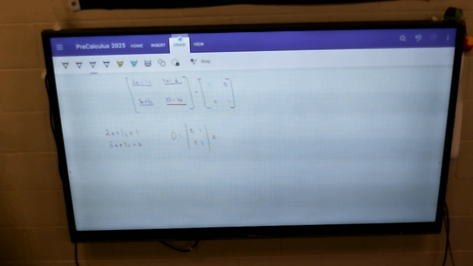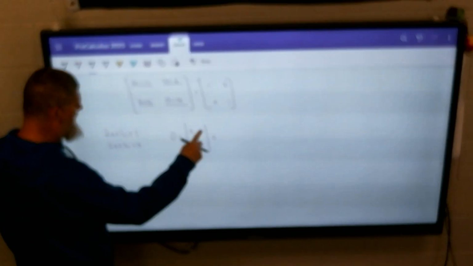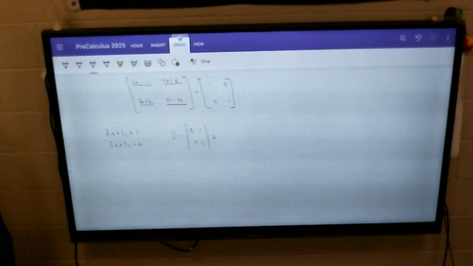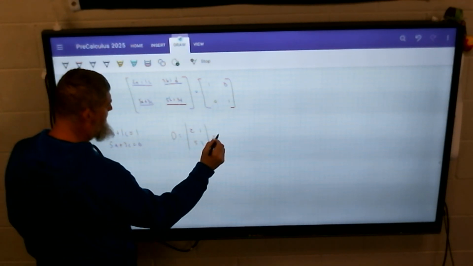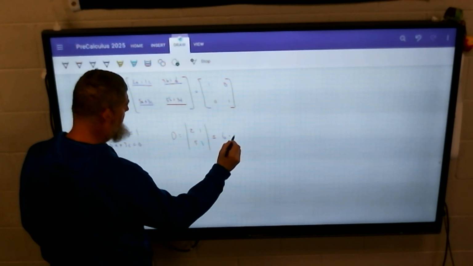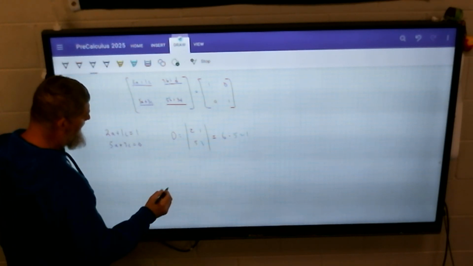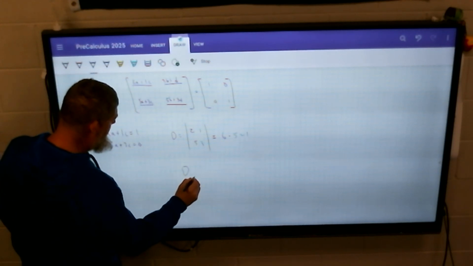How do we find it? You multiply, then subtract. So it would be 2 times 3 is 6, minus 5 times 1 is 5, and equals 1. Okay? What is D sub x?